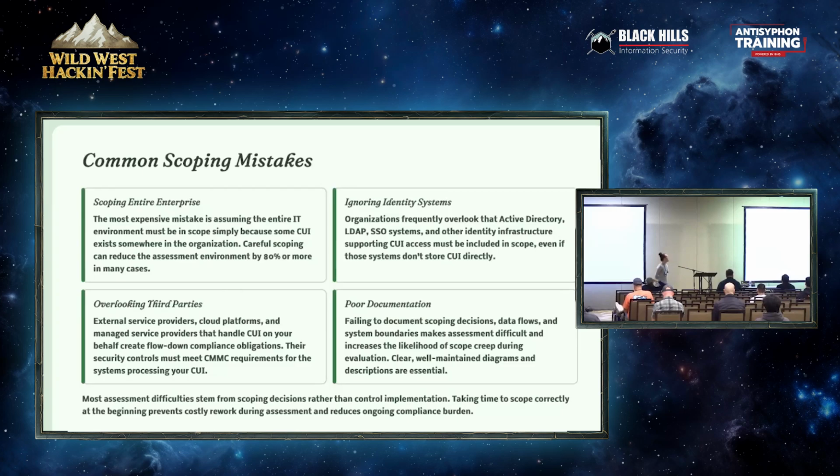Common scoping mistakes. I've talked about a lot of these already. Scoping the entire enterprise, don't do it. It's going to be expensive, and this is absolutely from my experience. Careful scoping can reduce the assessment environment by roughly 80%. It's a lofty goal, and I appreciate everyone wanting to apply security as broadly as possible, but scope properly. Don't forget your identity systems.